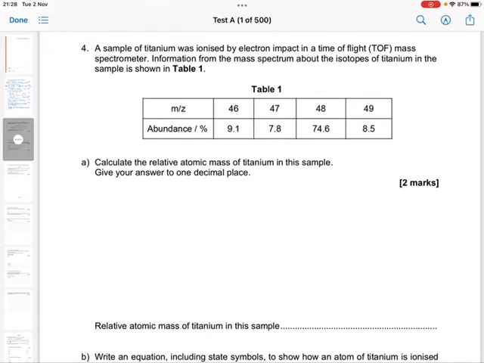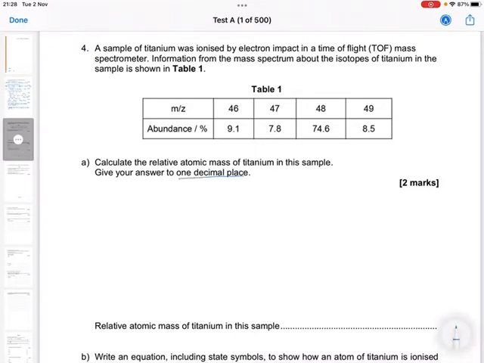Okay, so question 4. A sample of titanium was ionised by electron impact in a time of flight spectrometer. Information from the mass spectrum about the isotopes of titanium is shown in Table 1. Calculate the relative atomic mass of titanium in this sample. Give your answer to 1 decimal place.